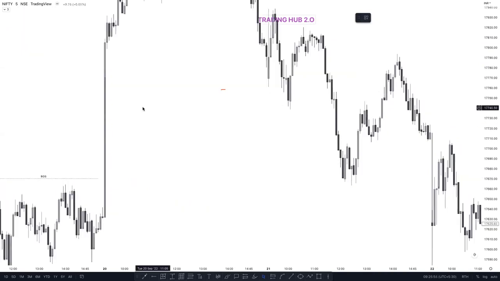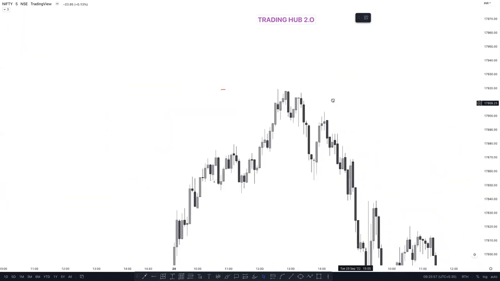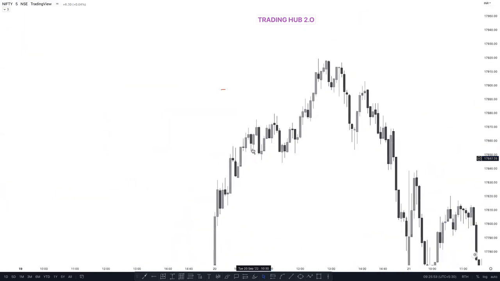Let me zoom this one. Yes. Now you can see, yes. Now this pullback and then the market goes higher. So this one confirms the higher high, at this point. And then what happened here? In the next attempt, the market took out this high, but did not close above it. So we can switch our high, transfer this high to this point.